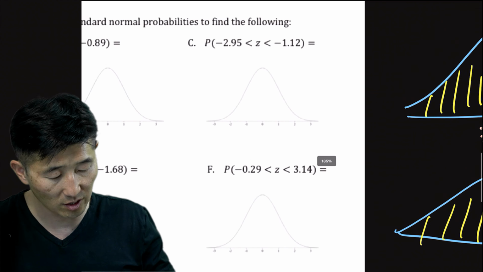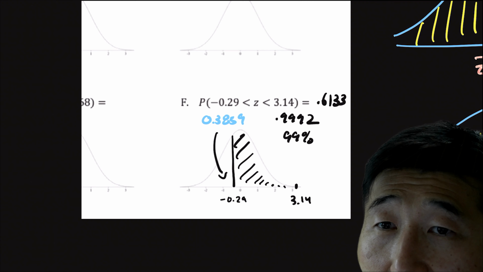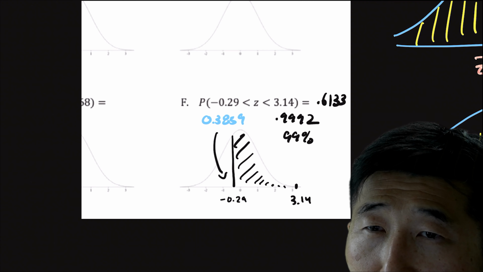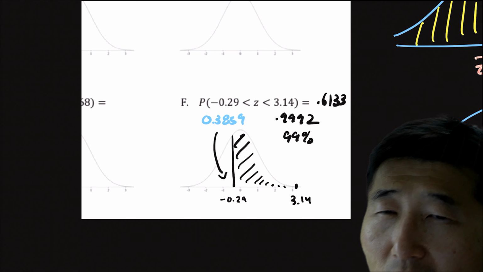Wait, you're asking, can I just subtract 3.14 minus 0.29, right? I didn't subtract it. It's a little hard to explain, but I almost did it like a line, and if z is less than 3.14, I put a mark on 3.14. Which is right here, right? Yeah.